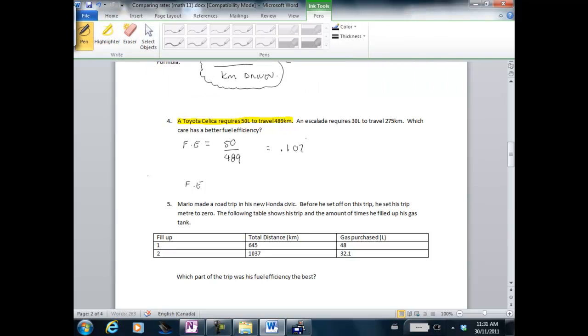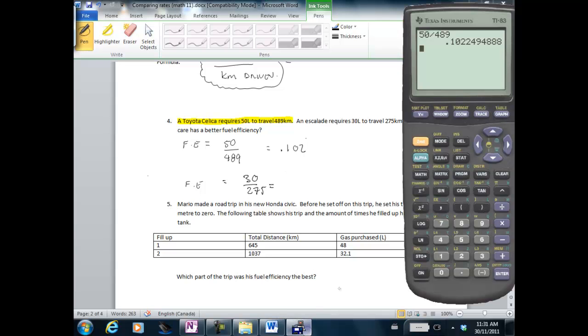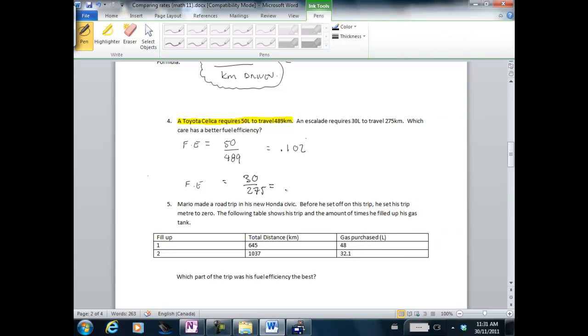Yep, 0.102. And Escalade, 30 divided by 275. That gives me 0.109. It's almost the same. Okay. But Celica edges out slightly more. This has a better fuel efficiency by slightly.